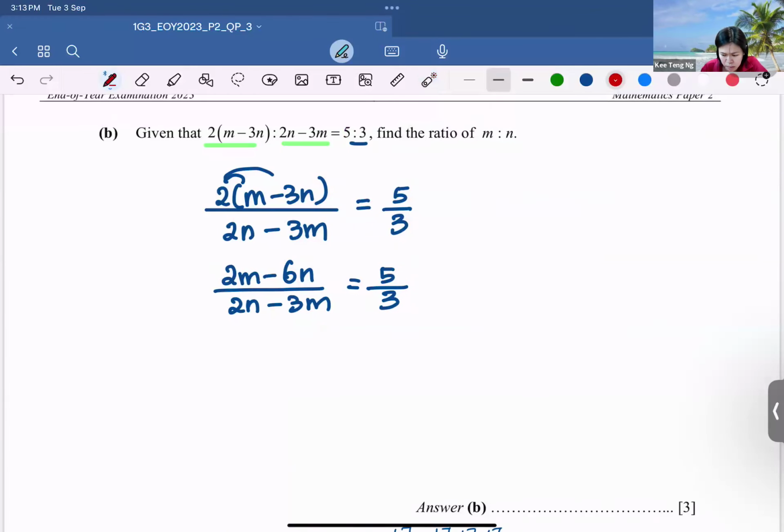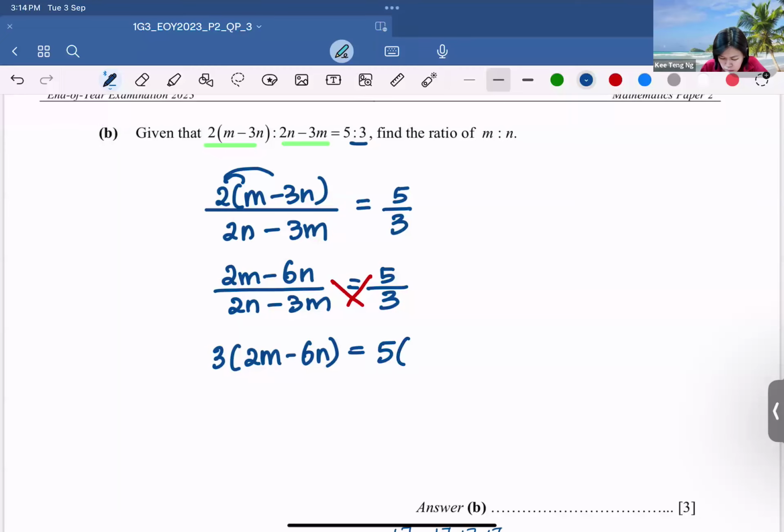Somebody said cross multiplication just now. I think Xing Ning said cross multiplication, so we're going to cross multiply this.